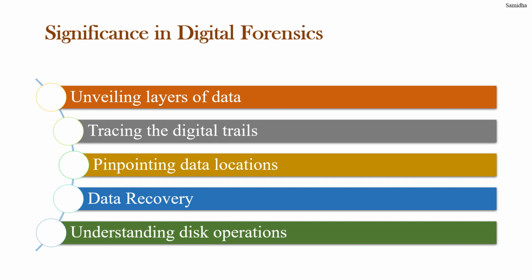Next is tracing the digital trails. Tracks are like trails on a map. They reveal the order of the data, and also they provide the user activities. Next is pinpointing data locations. As we know, sectors are the exact location of the data. So it allows the investigators to pinpoint the exact location of where the data is stored, and it helps in locating hidden data.